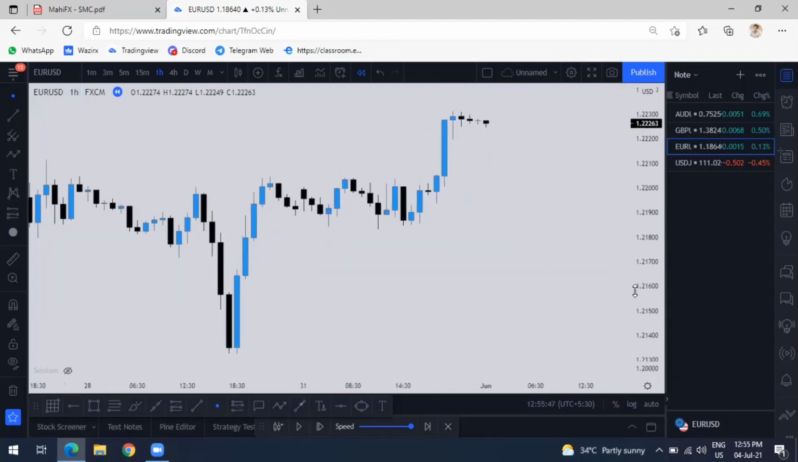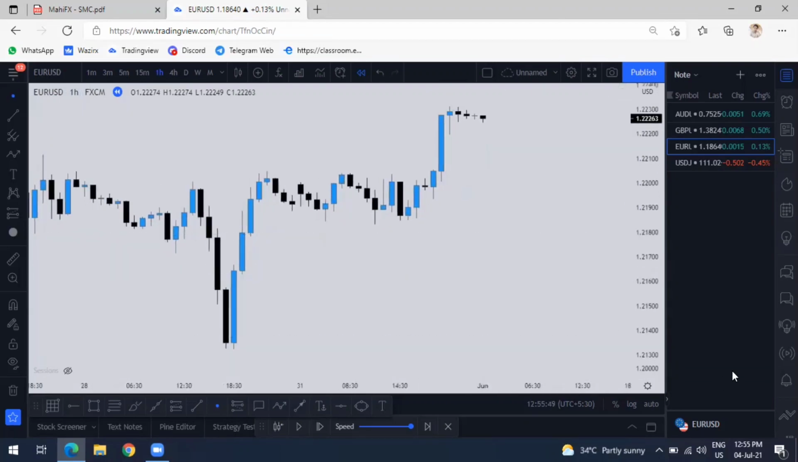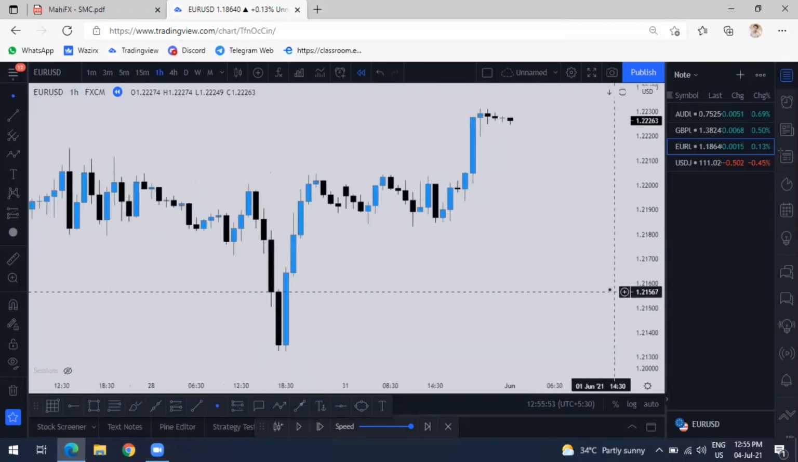Can you spot any order blocks on the 1 hour, whatever you're seeing in front of the screen right now? Yes, I can spot two. Can you show me? You can draw on the chart. Can I do that actually? Yeah, you can just go on More and Annotate, and you can draw here.